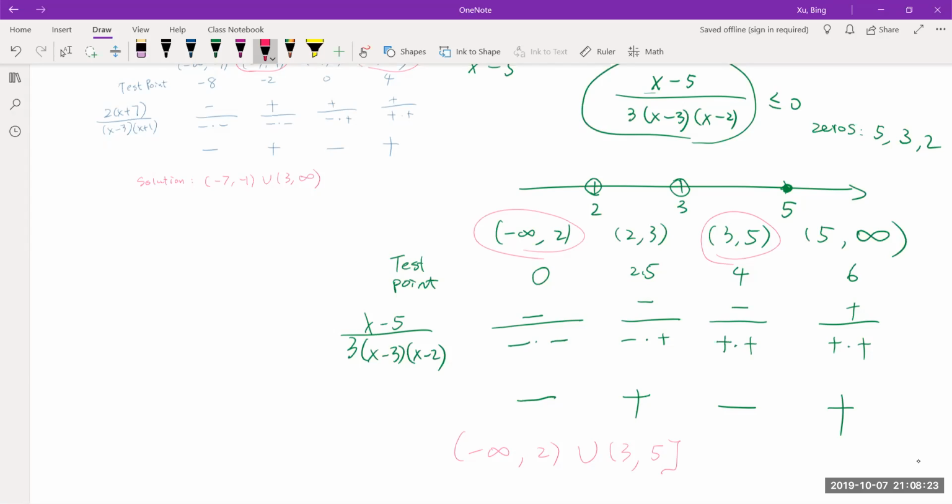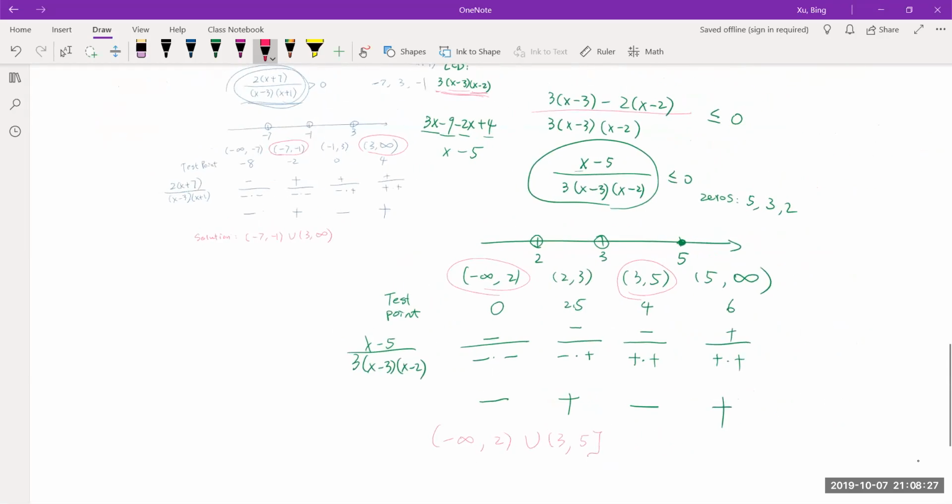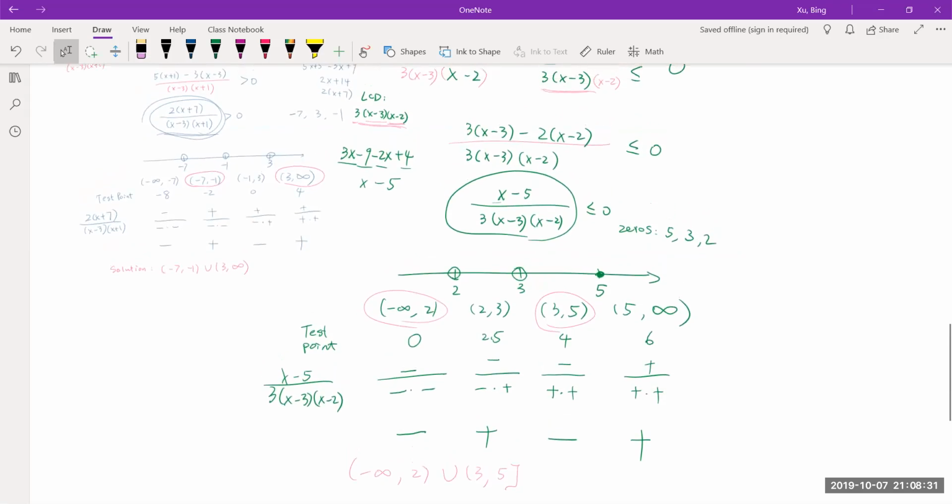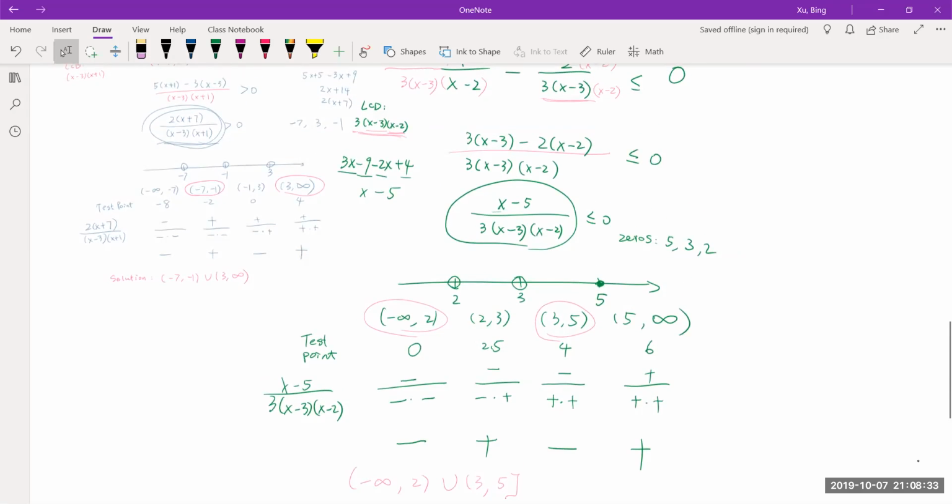Okay, any questions on this problem? Any questions on the simplification part? Questions?